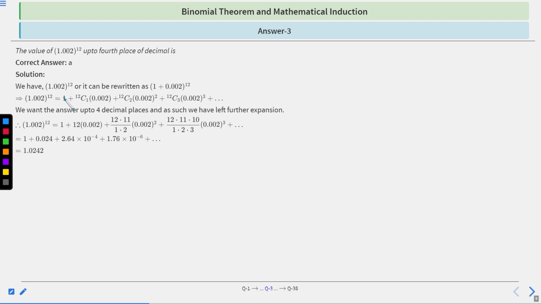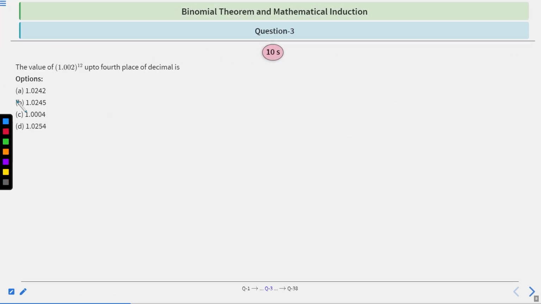We have (1 plus 0.002) to the power 12, which can be expanded as 1 plus 12c1 into 0.002 plus 12c2 into 0.002 square plus 12c3 into 0.002 cube, right? We want the answer up to 4 decimal places, and as such, we have left further expansion, right? So after further expansion and solving this, we will get the answer as 1.0242. Clear? So I think option A is the right choice.